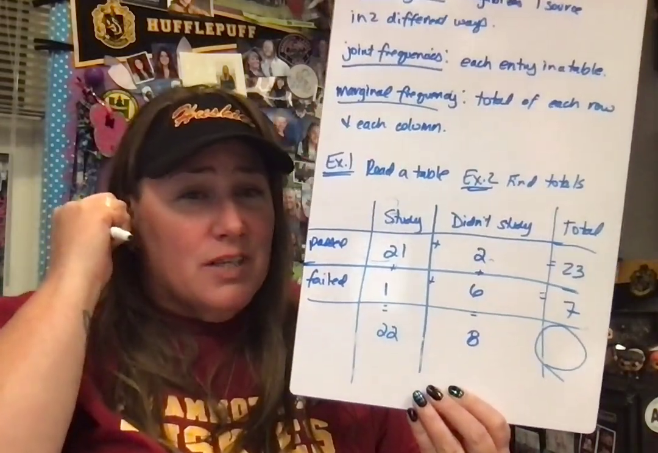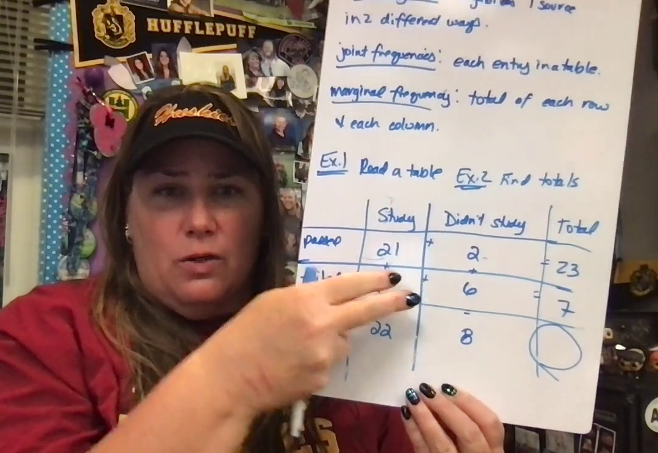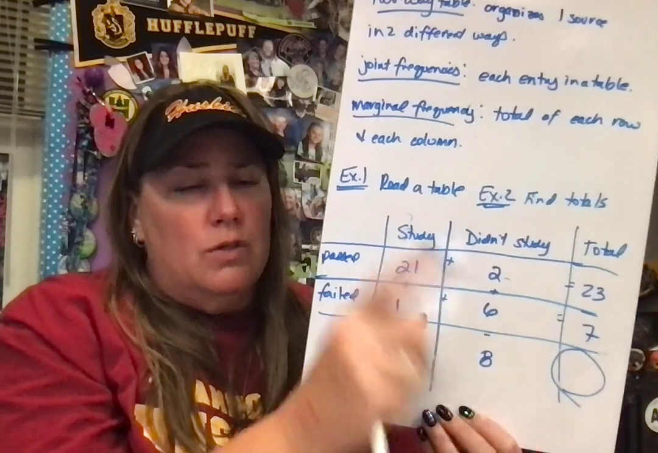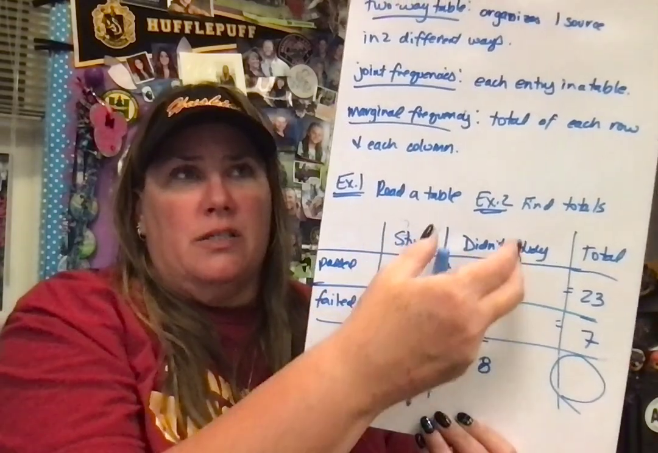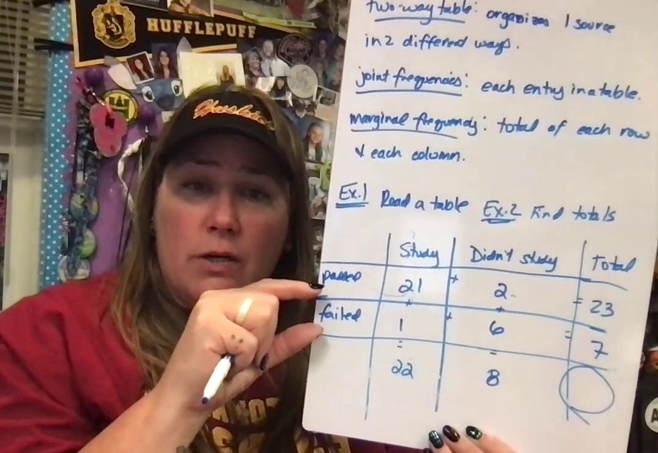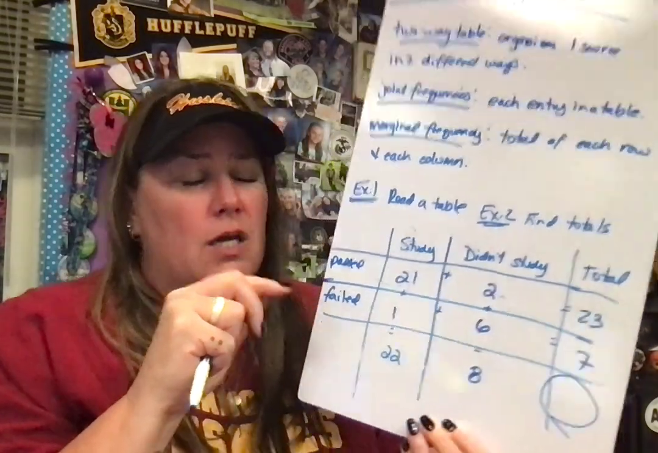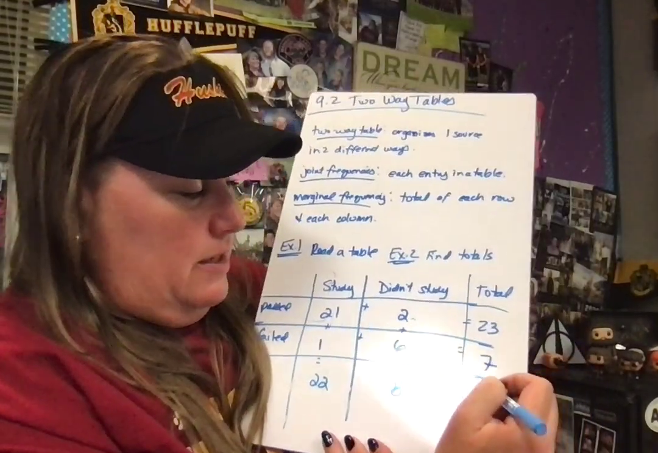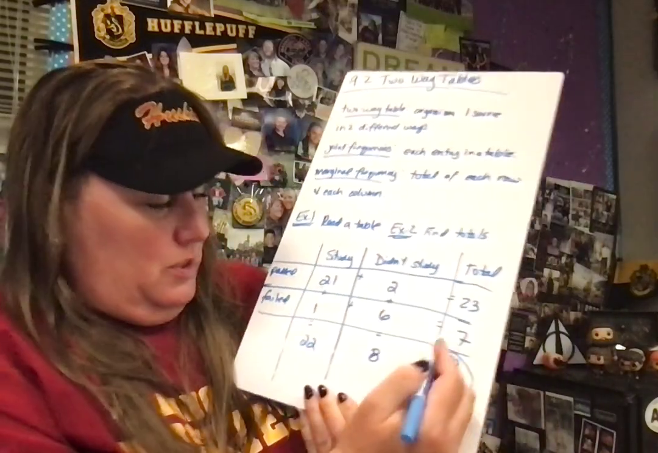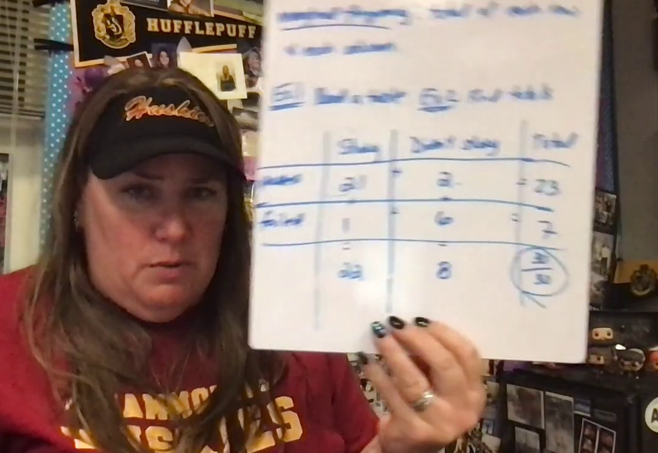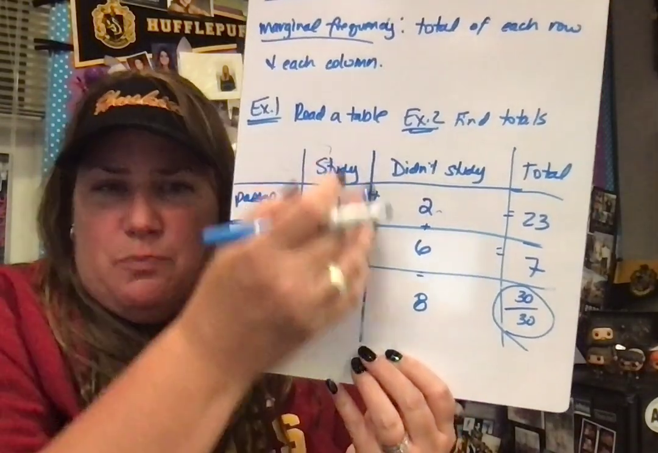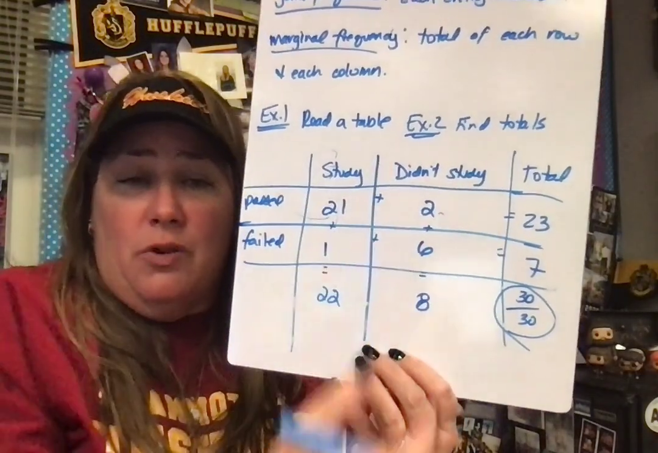So remember, the number of kids is broken into 2 different categories, whether they studied or didn't. And some of you might say, well, isn't that 2 categories? Well, no, it's 1 category, but 2 different data. And the other one is if they passed or failed. So when you add this up, 23 and 7 should be 30. But then when you add it this way, 22 plus 8, that's also going to be 30. Why? Because there's 30 kids in the study. And we just broke it down 2 ways, whether they passed or failed, and whether they studied or not.